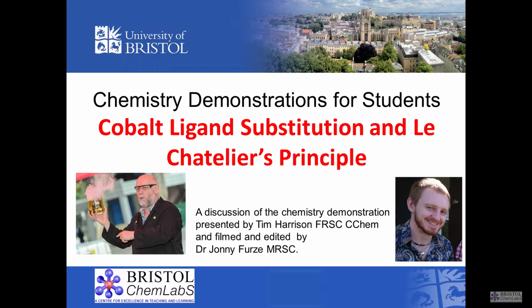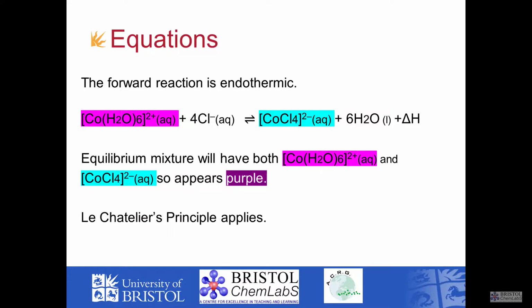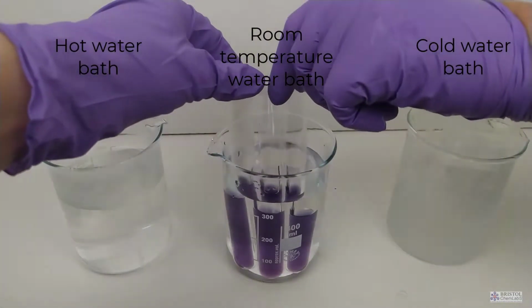In this straightforward experiment, we're going to investigate Le Chatelier's principle and the effect that temperature has on the position of equilibrium. In a moment you'll see we've set up several tubes containing cobalt chloride solution, to which we have added concentrated hydrochloric acid. The acid here is a source of chloride ions.